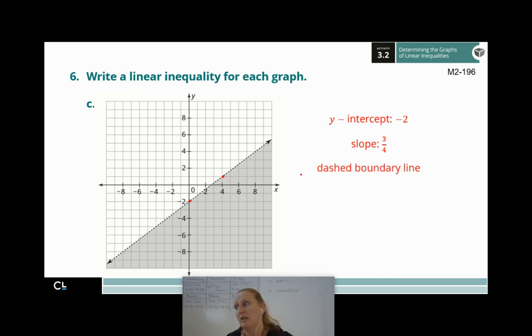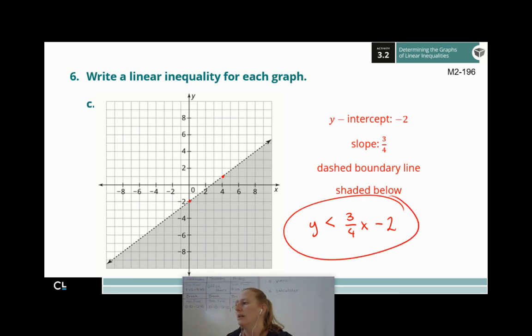Dashed line, that tells me something. Dashed boundary line, and I'm shaded below. So that's y. If it's dashed and shaded below, it's going to be less than, and since it's dashed, no squashed equal sign. My slope is 3/4, so 3/4 x. My y-intercept is minus 2. Hooray. Look how nice that is. That's a good trick. Fabulous.